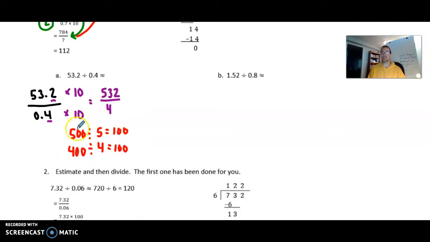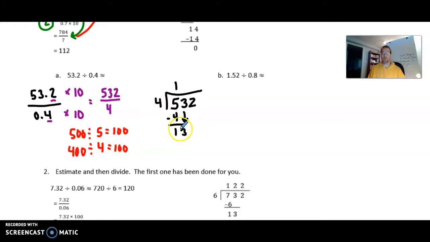Again, with this estimate, you have some flexibility. You can choose what's going to work best for you, but work with a basic fact that you can do more mentally. So again, we're thinking about around 100. And now we do our standard algorithm. Our numerator always goes under our little house. Our divisor, 4, goes outside. How many 4s go into 5? 1. We used 4 of them. The difference is 1. Bring down the 3.